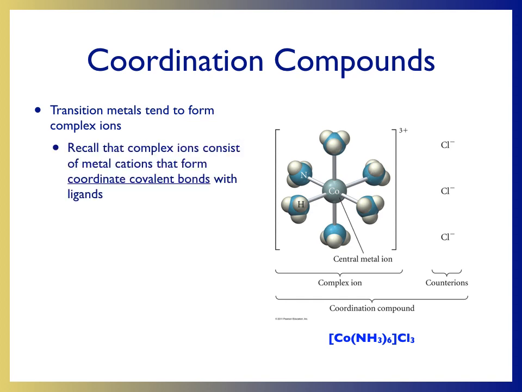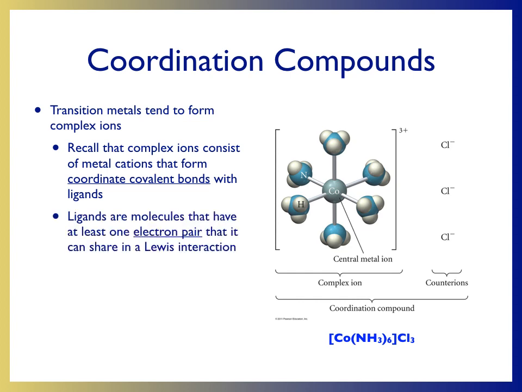You might remember that complex ions are ions that are formed from a Lewis acid-base interaction, where the electron pair from a molecule called a ligand is donated to a transition metal ion, which serves as the Lewis acid. We call the bonds between our ligands and our transition metal ion coordinate covalent bonds, since the electron pair only comes from one of the species.